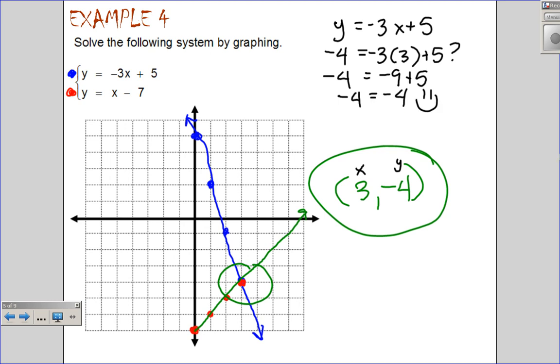So now I plug it into the second equation. So right here. So y equals, so negative 4 equals 3 minus 7. And that's a question. That's negative 4. So does negative 4 equal negative 4? Yes. So I have 2 yeses, so I have the correct solution.